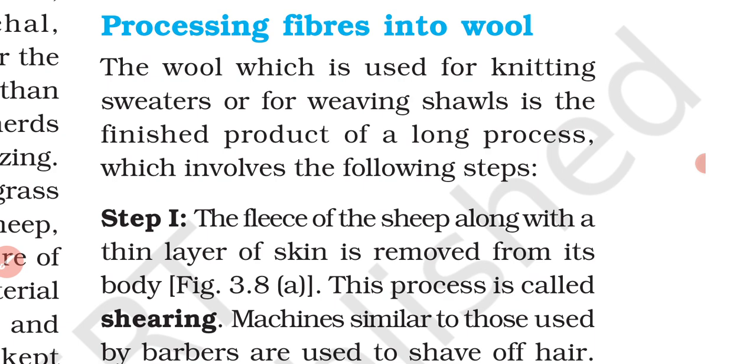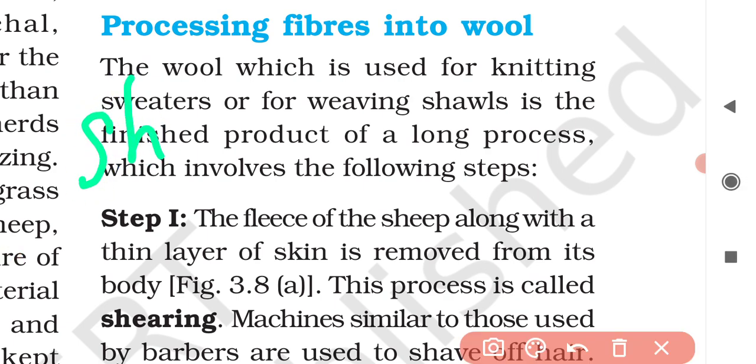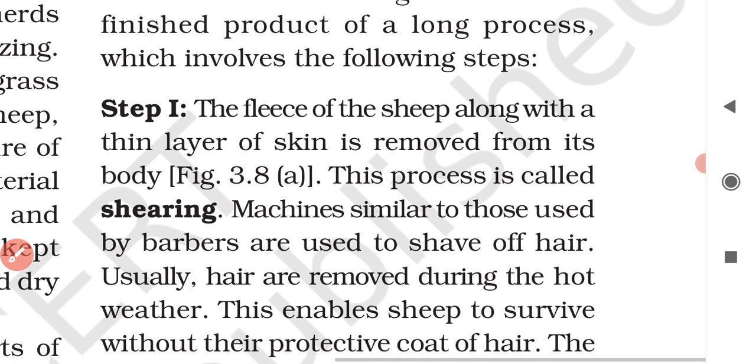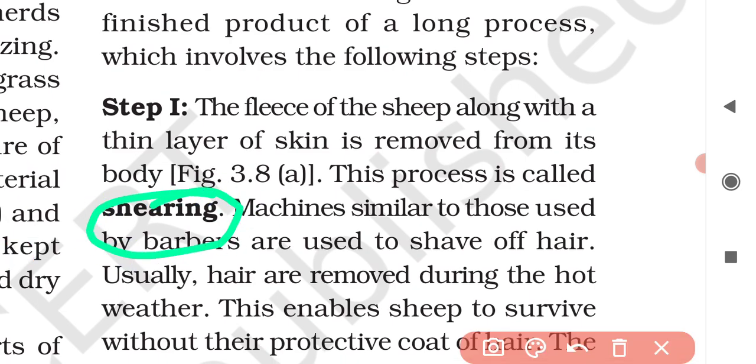Now you know that wool is obtained from the sheep, right? Wool is obtained from the sheep by a very long process, namely shearing. Okay, shearing. It is also written in the book, as you can see. Shearing is the first step.